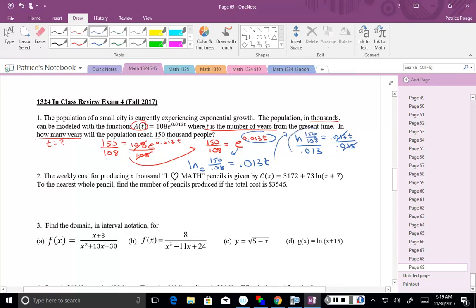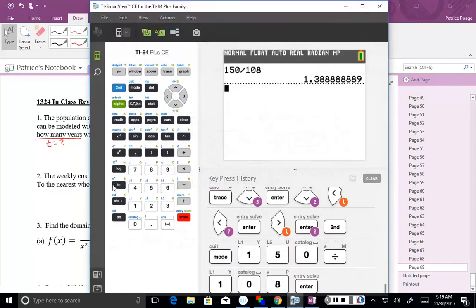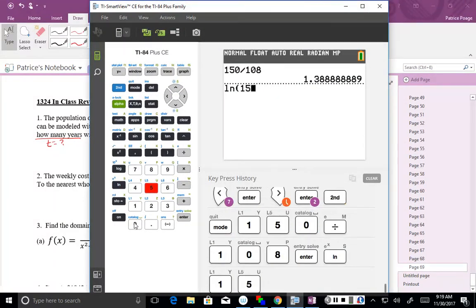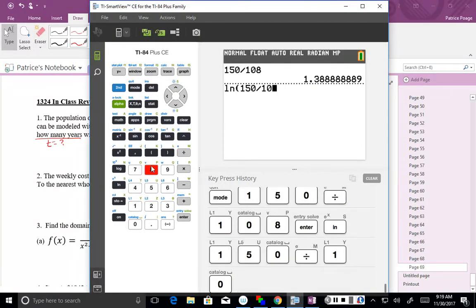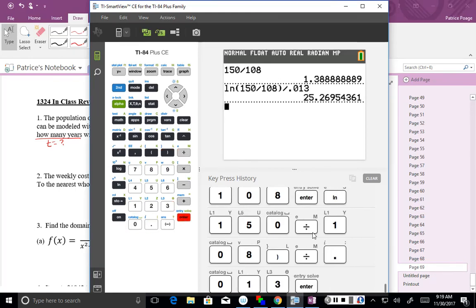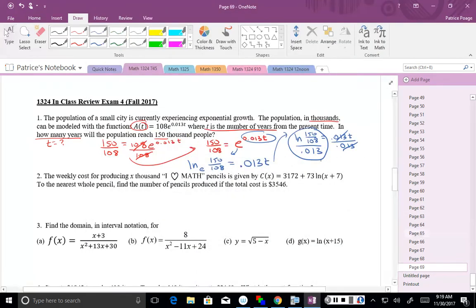And this is what I need to put in my calculator right there. And so here I go. The natural log of 150 divided by 108 divided by 0.013. And I get 25.27 years. On that one.